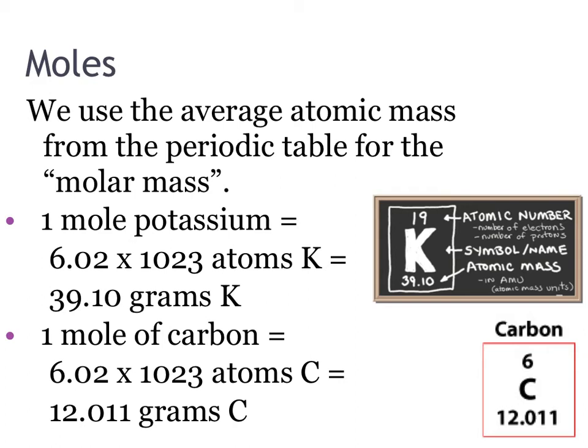Same thing with carbon. If I have 1 mole of carbon, I know I have 6.02 times 10 to the 23rd atoms of carbon, or I could say 1 mole of carbon is the same thing as 12.011 grams of carbon. We're going to use the exact mass that's given on the periodic table. We're not going to round up or round down.